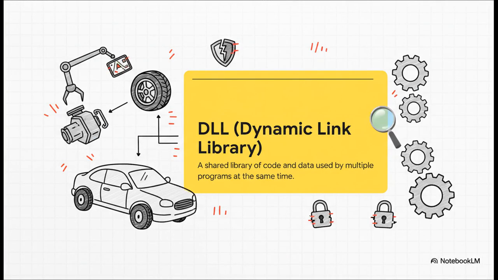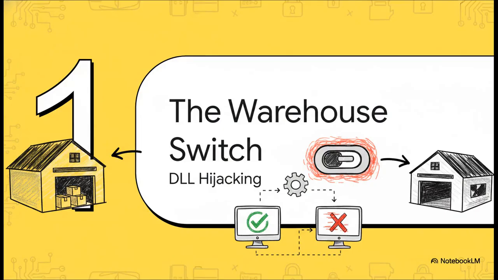Okay, so to really get this, we've got to talk about what DLLs are. Imagine a program is like a car being built on an assembly line. It doesn't make every single part from scratch, right? It pulls in specialized components like engines and wheels from different suppliers. In the software world, those components are DLLs, or dynamic link libraries. They're little bundles of code that handle specific jobs, and lots of different programs can share them to get things done. So how do attackers twist this system?